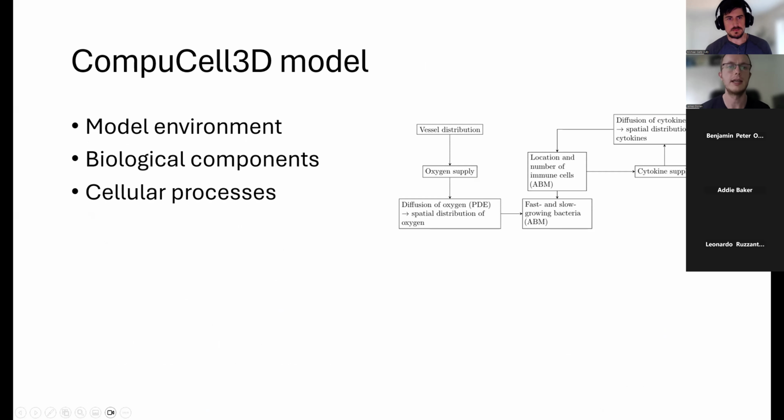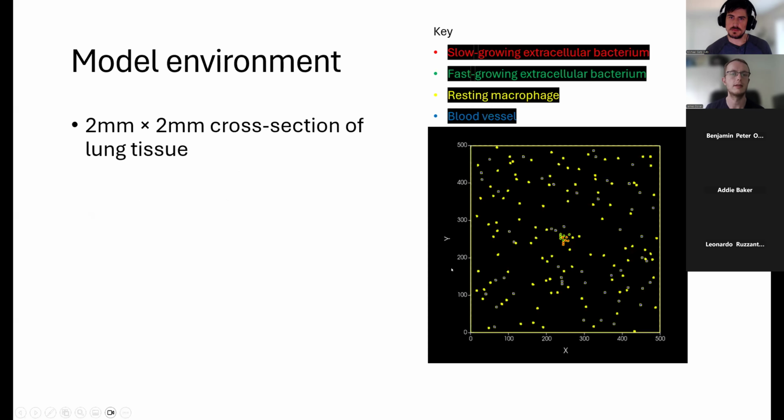So that's essentially all the biology that we're capturing. I'll now talk you through how we've developed that into a CompuCell3D model. So look at how the model's set up, each of the different cell types we've included, and all the different processes that our model captures.